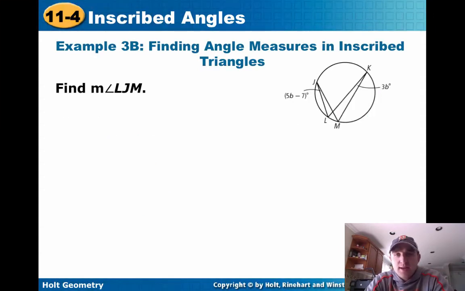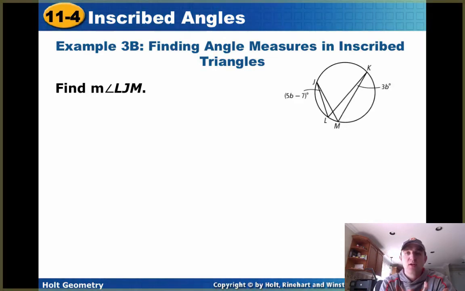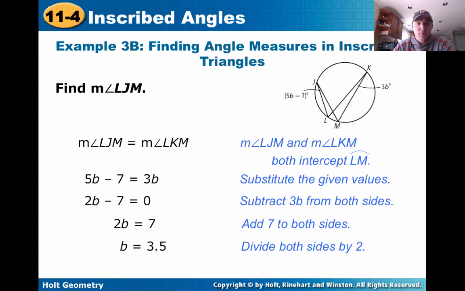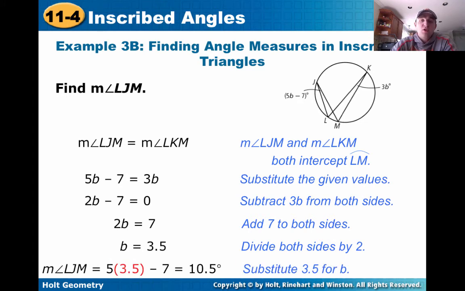We're looking for LJM. Well, it's not a right angle, because it's not subtended by a diameter. But what we can see here, and this is the theorem that we talked about before, is that both of these angles are subtended by this arc, LM. Okay, they both open up to that arc. Since they're both inscribed angles that open up to that arc, these two things have to be equal to each other. They're congruent. So we're going to set them equal to each other, substitute in, and solve it all out. B is equal to 3.5. We can plug that back in, and we know LJM is going to be a 10.5 degree angle.